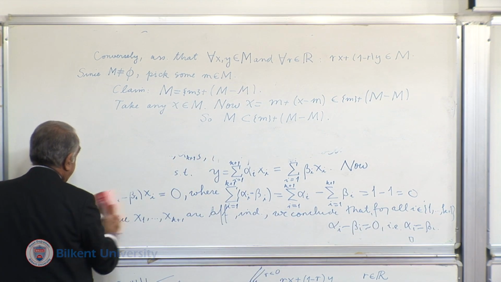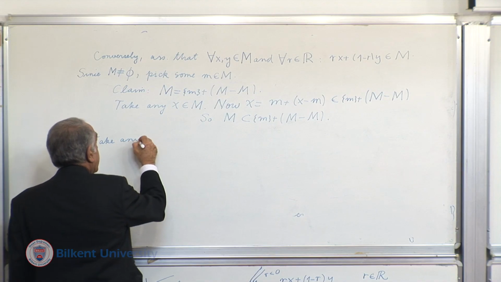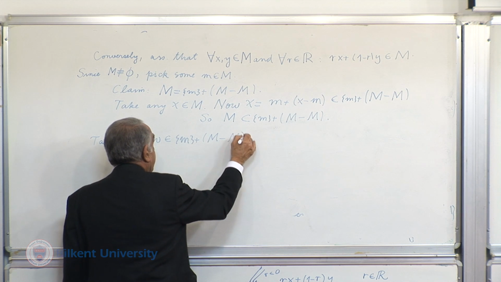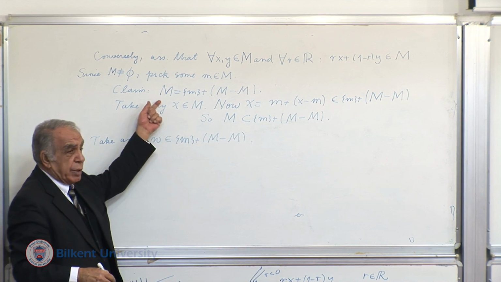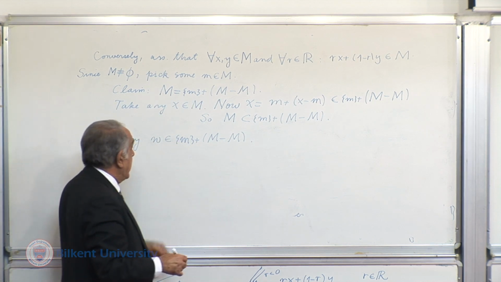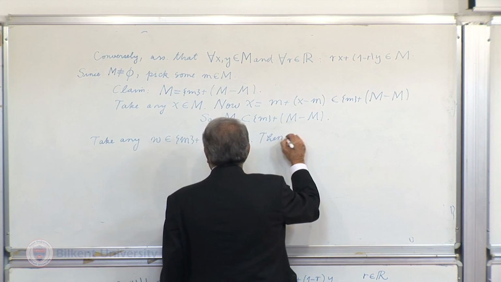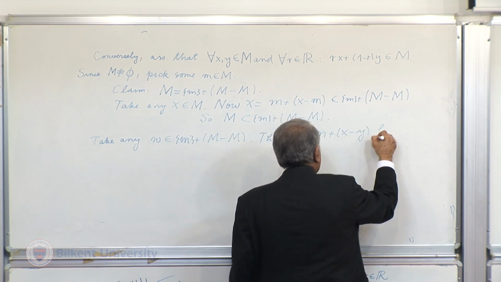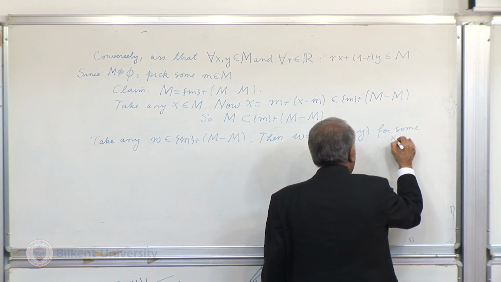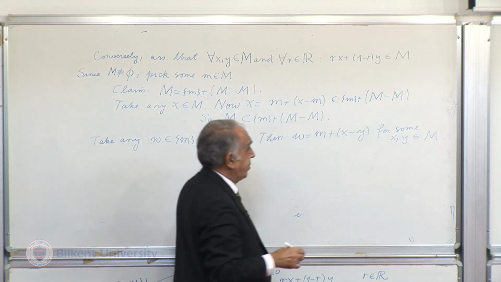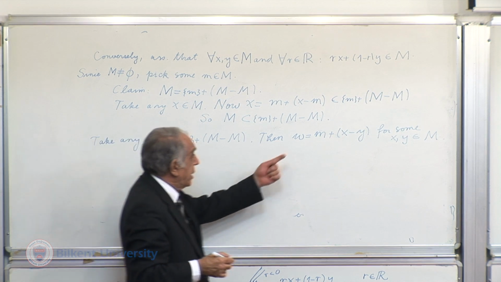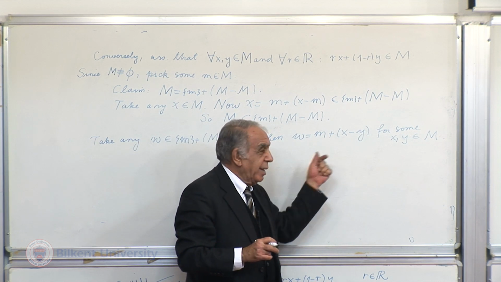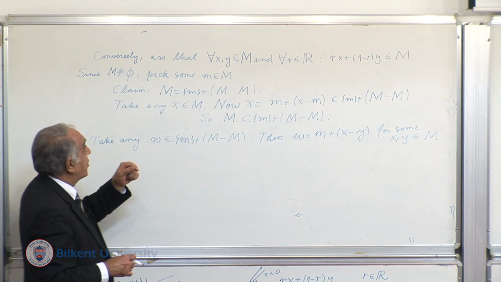Next, the converse. Take any, say w, for example, in m plus M minus M. We should show that this belongs to M. But if w is in here, then w will be equal to m plus x minus y for some x, y in M. So we need to show that this is in M. Now, it's like a Sunday's puzzle, and we have to use this.